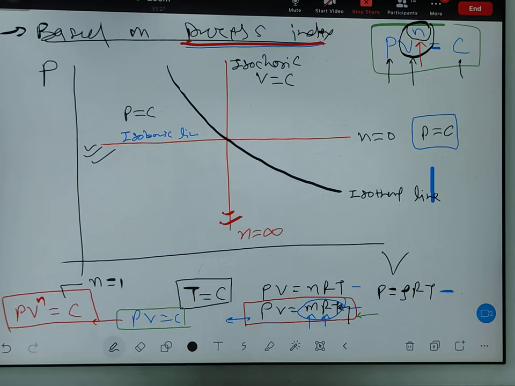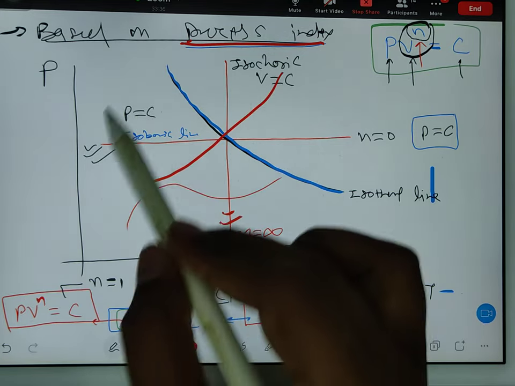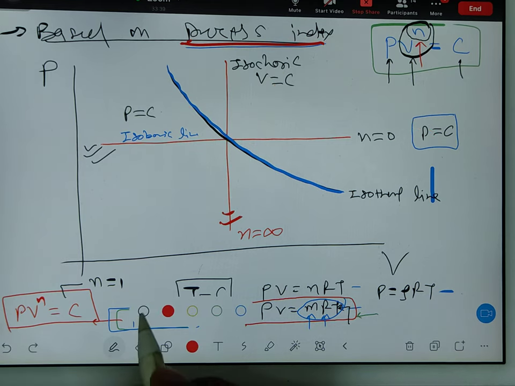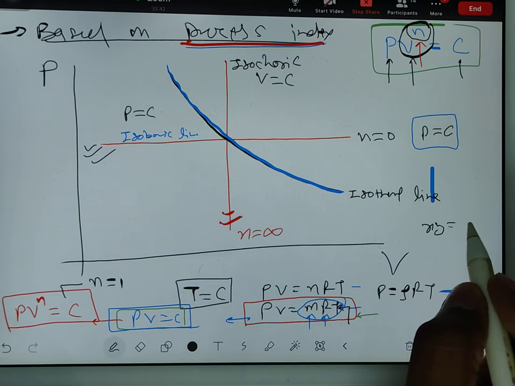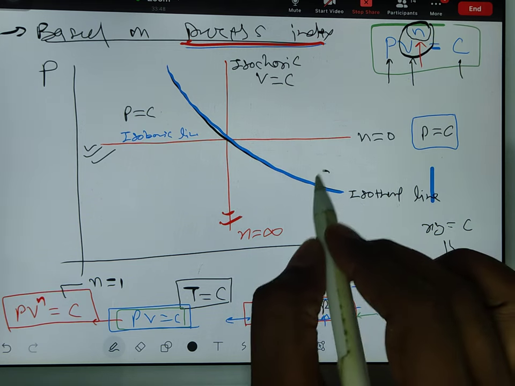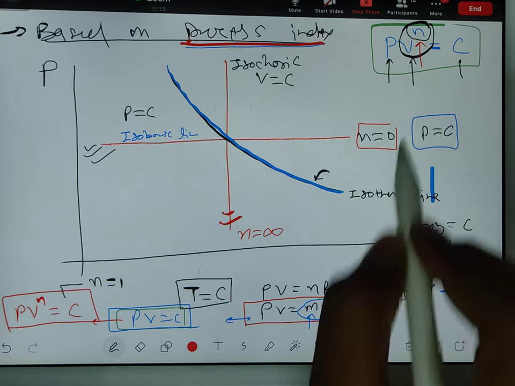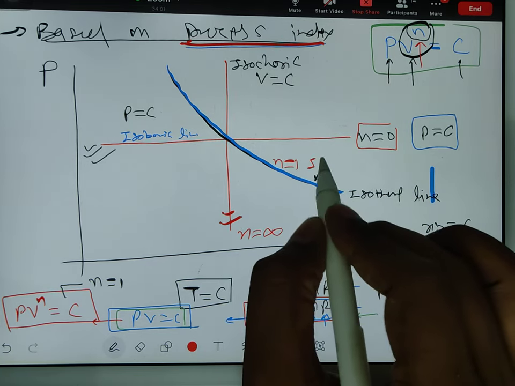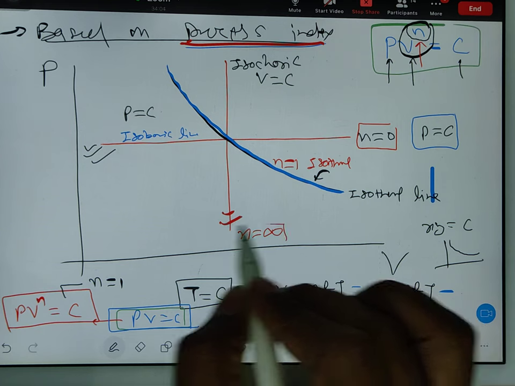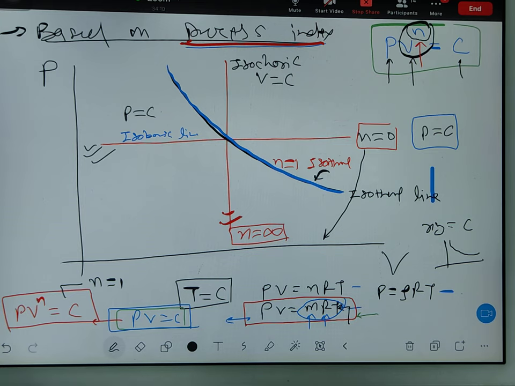Isothermal line. Now the point is, how will you know that the PV equals constant line will be like this? Why can't it be like this or something else? Because in mathematics, if you have xy equals constant, then it is a rectangular hyperbola. So this isothermal line is actually a hyperbolic line, a rectangular hyperbola. You can clearly see that this is n equal to 0, this is n equal to 1, which is the isothermal line, and this is n equal to infinite. It means the n value is increasing in this direction. So I am changing the page.